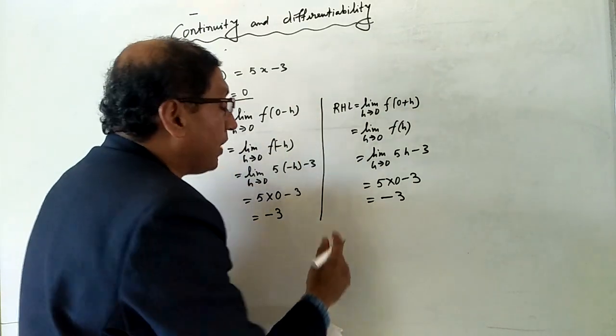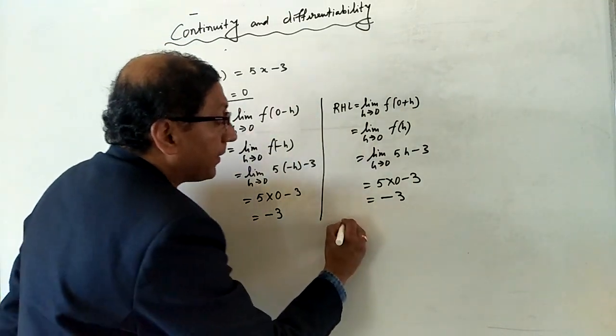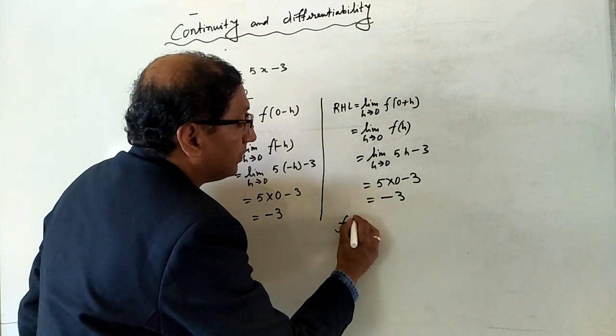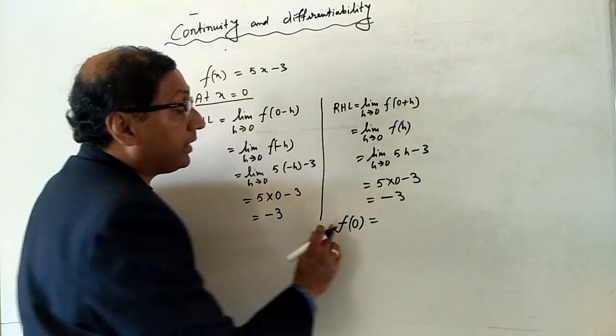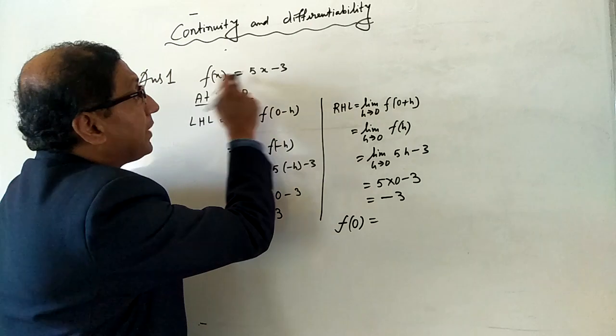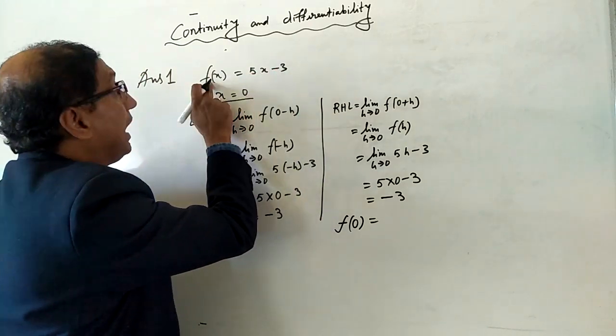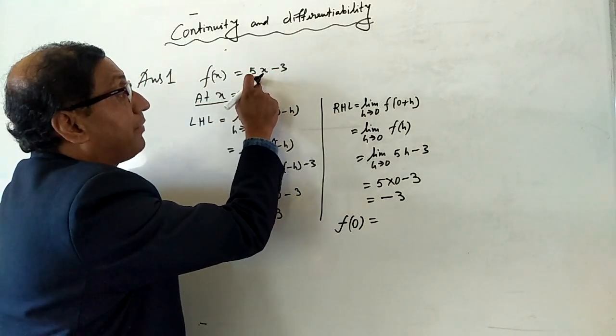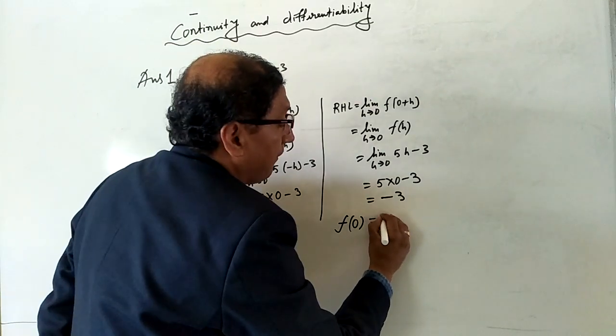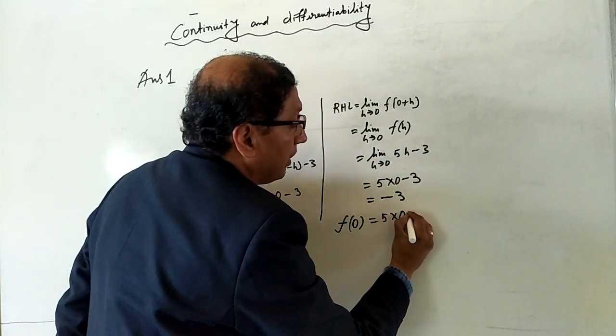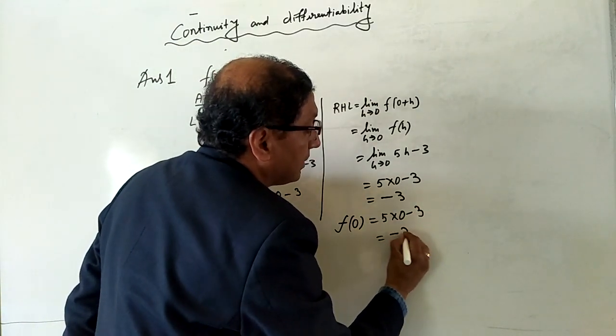Here one extra thing we have to find, that is f(0), that is image, right? f(0) will be, here f(x) is 5x minus 3. So f(0), how will we get? 5 into 0 minus 3, so it is minus 3.